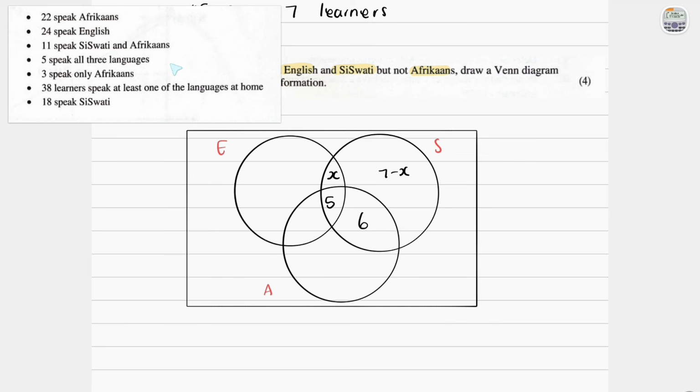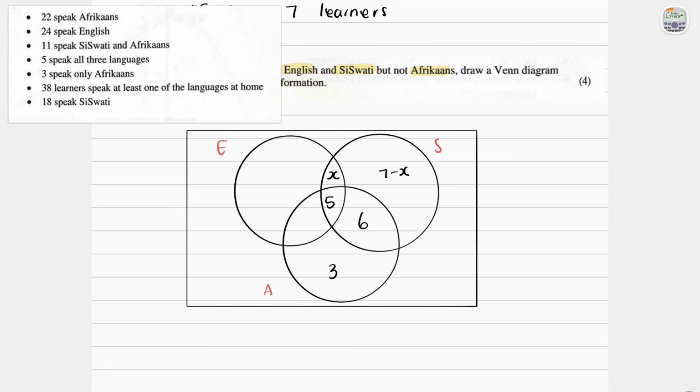Now we're going to have to look at this intersection, to see if they said anything about it. Did they say anything else about the intersections that we have? They don't really say anything about 2 languages being spoken, but they do say that 3 learners speak only Afrikaans. So if 3 learners speak only Afrikaans, that's what's going to go here. You see how this section doesn't include any of the other circles, so this is for only Afrikaans.